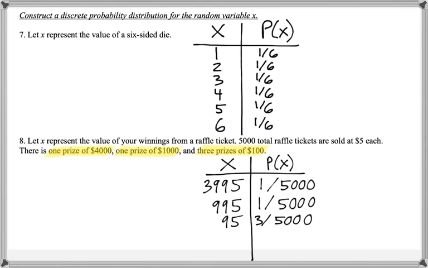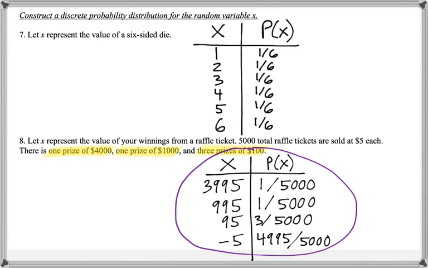And if you didn't win any of the prizes, you are losing $5 because it cost $5 to purchase the raffle ticket. And this is 4,995 out of the 5,000 tickets. So this is our discrete probability distribution.